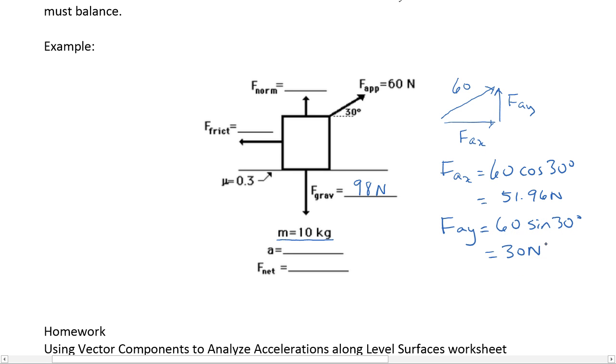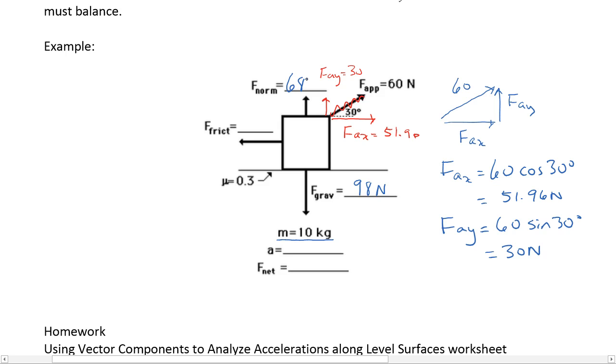So I'm going to draw this here. I'll say this is my FAX, which is equal to 51.96, and my FAY is equal to 30. And I'm going to try to ignore that arrow because I've replaced it with those two. Well, I've got this downwards arrow, which is 98, and I've got one upwards arrow that's 30, so 98 minus 30 is equal to 68. So I know that the normal force is 68.